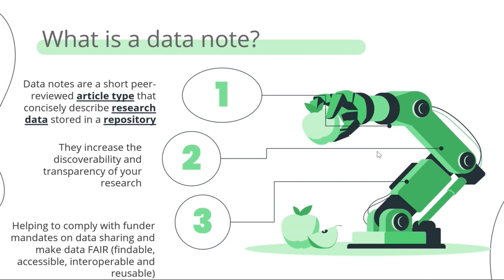If you see, data notes are short peer-reviewed articles that concisely describe the research data stored in repositories. Second, they increase the discoverability and transparency of your research. Third, it helps you comply with funder mandates on data sharing and make your data FAIR. So whatever data you share and submit in these should be FAIR, which stands for findable, accessible, interoperable and reusable data.